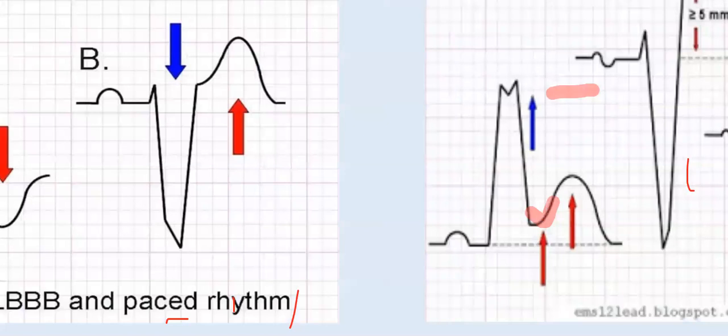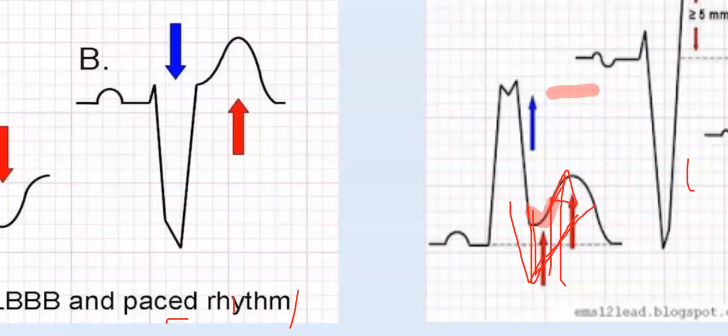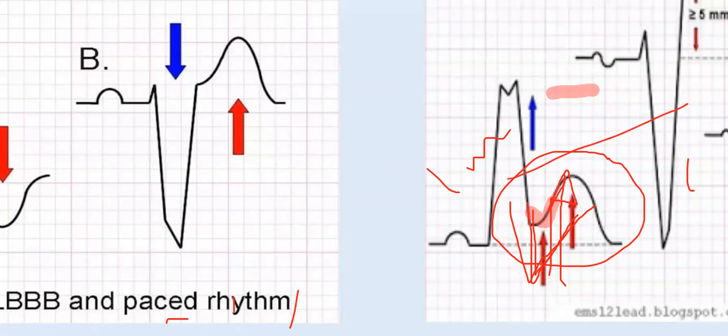Let me draw it for you so we are clear. This one is supposed to be down. So if it gets up by just 1 millimeter, it is significant because it has come a long way from being below the isoelectric up to 1 millimeter above the isoelectric. So if I have concordant ST segment elevation by 1, that means a lot. Concordant.